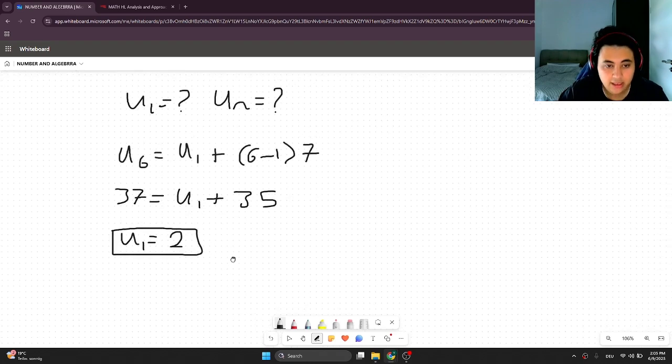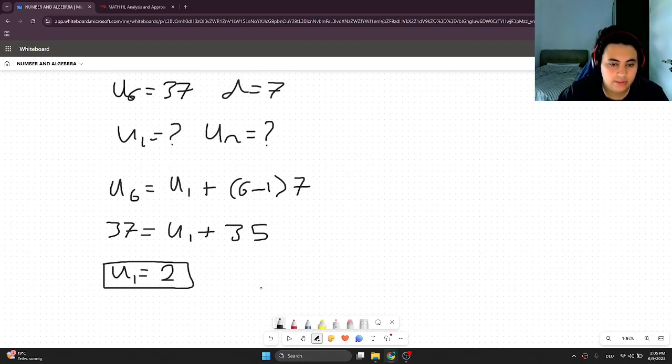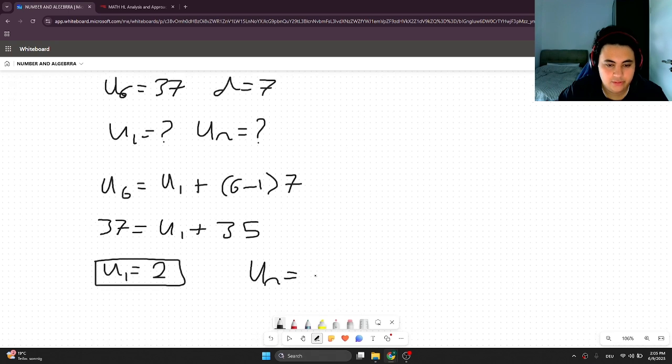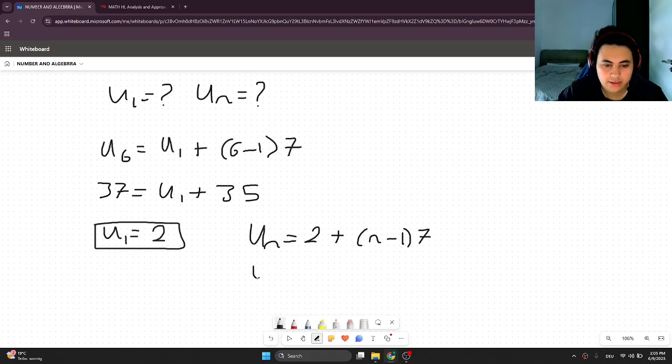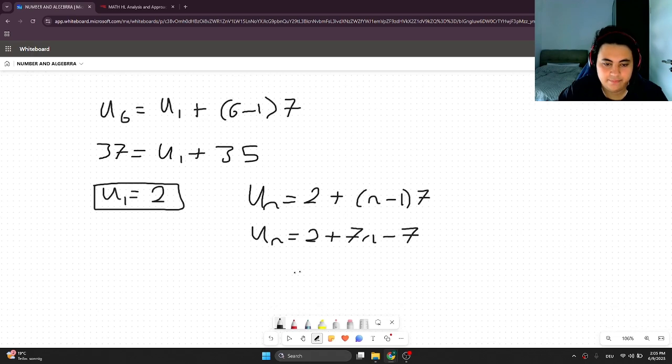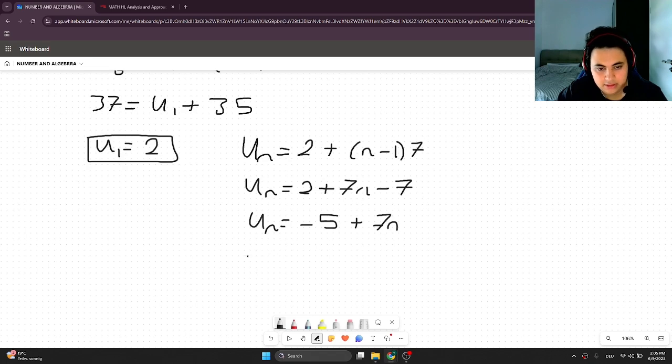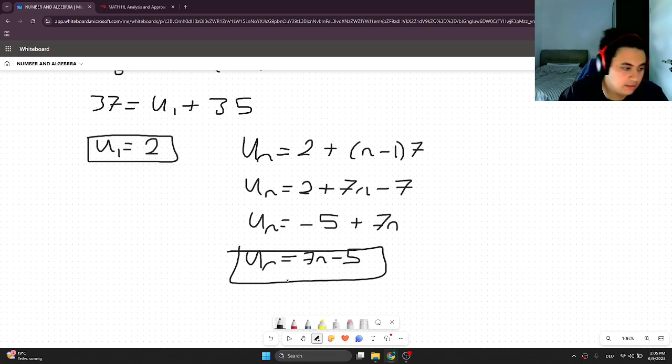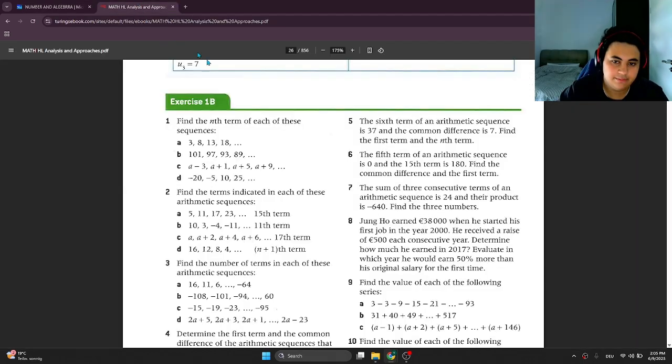That is correct. Now we have u1, so we can find un. So un is equal to u1, which is 2, plus n minus 1 multiplied by 7. So here you have un is equal to 2 plus 7n minus 7. So un is equal to 2 minus 7, that's negative 5, plus 7n. Then we can take un is equal to 7n minus 5, rearrange it so it looks nicer. And that is correct. Okay, let's move on to the next one.